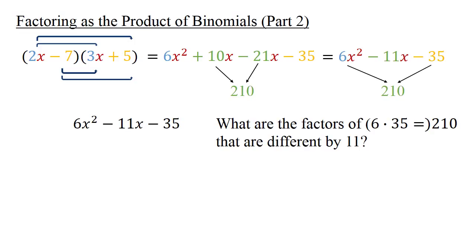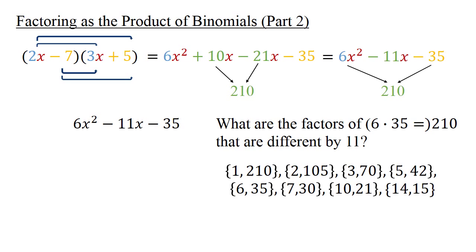So this is kind of like what we did when it was just an x squared term at the beginning, except we don't just look at the last term, we look at the product of the leading coefficient, the 6, and the constant term, the 35. And we're going to use that product to ask ourselves this question. And so I'm going to go through all the different pairs of factors that make 210.